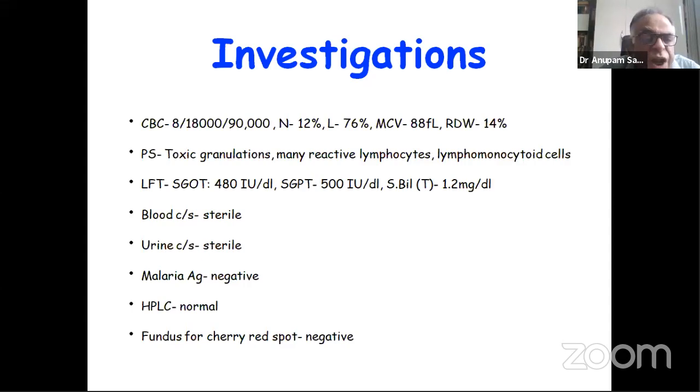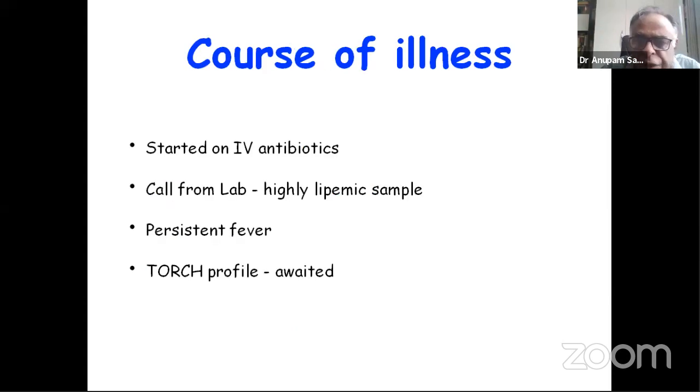Blood culture was sterile, urine culture was sterile, malaria antigen is negative. HPLC was normal. Fundus for cherry red spot was negative. Course of illness: started on IV antibiotics, call from lab. Highly lipemic sample was seen. Persistent fever. TORCH profile was negative.